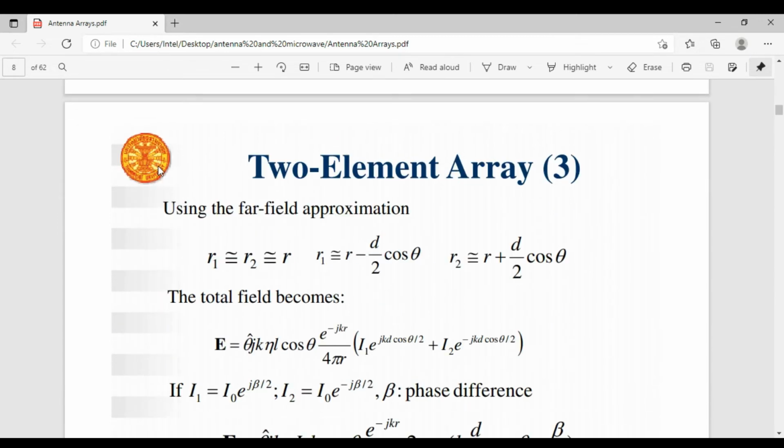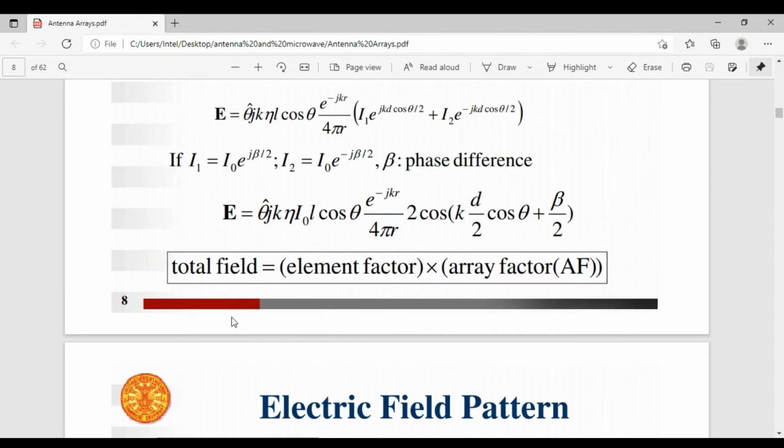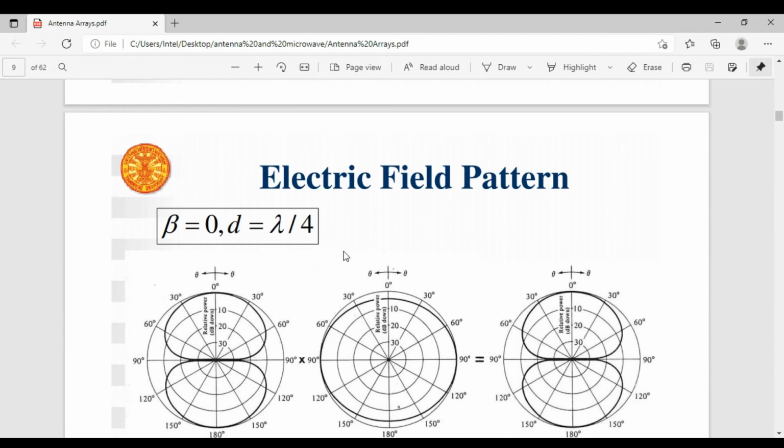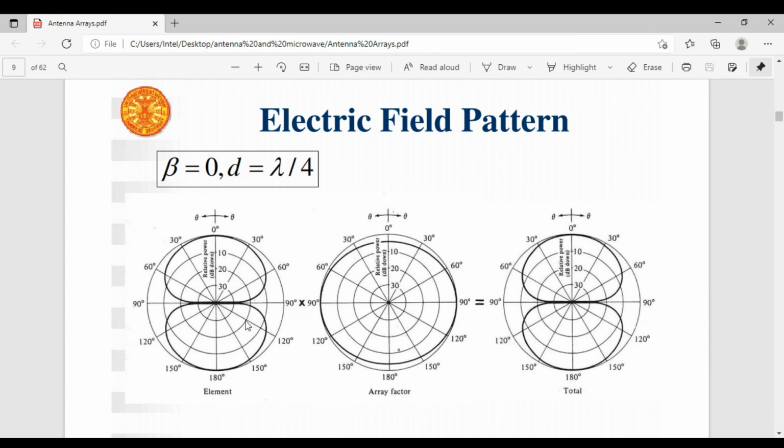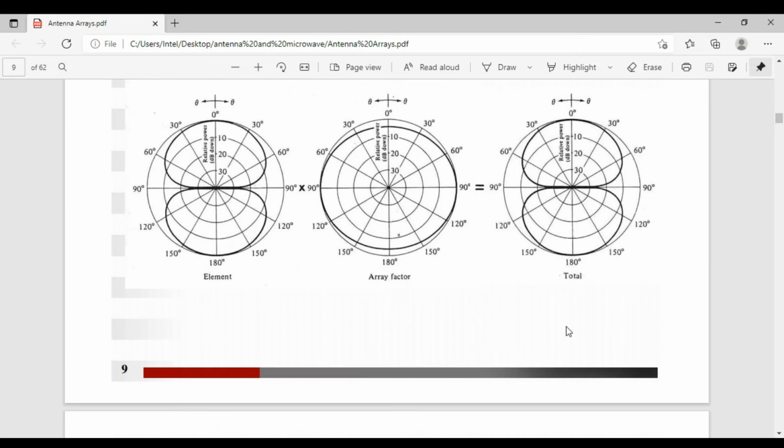Next, for the two element array using the far field approximation, R1 is equal to R2 is equal to R. Then R1 is equal to R minus d by 2 cos theta, and R2 is equal to R plus d by 2 cos theta. The total field is equal to the element factor times the array factor. So the array factor is obtained by combining the components. Here it is, the element factor, the array factor, then the relative power.